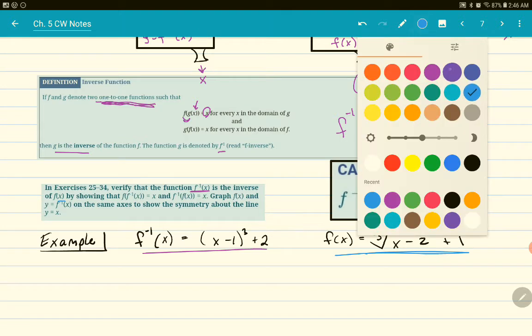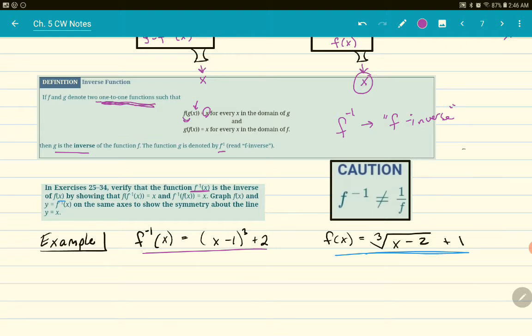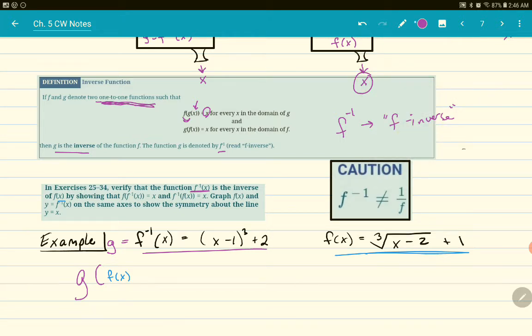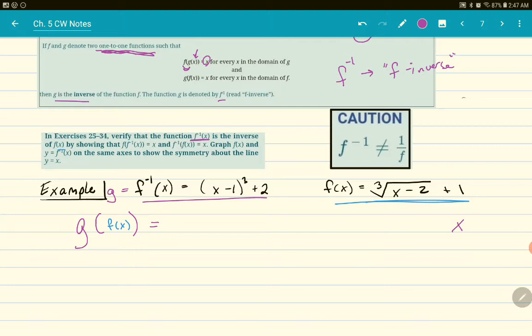All right, so my purple function, the f inverse, I'm going to call it g because I think it looks cleaner on my paper. I get a little less confused when I do g of f of x. So I'm inputting f of x into g, and I want to try to get x as my output. If I put in x and I get x as an output, that's halfway there to proving that's an inverse.